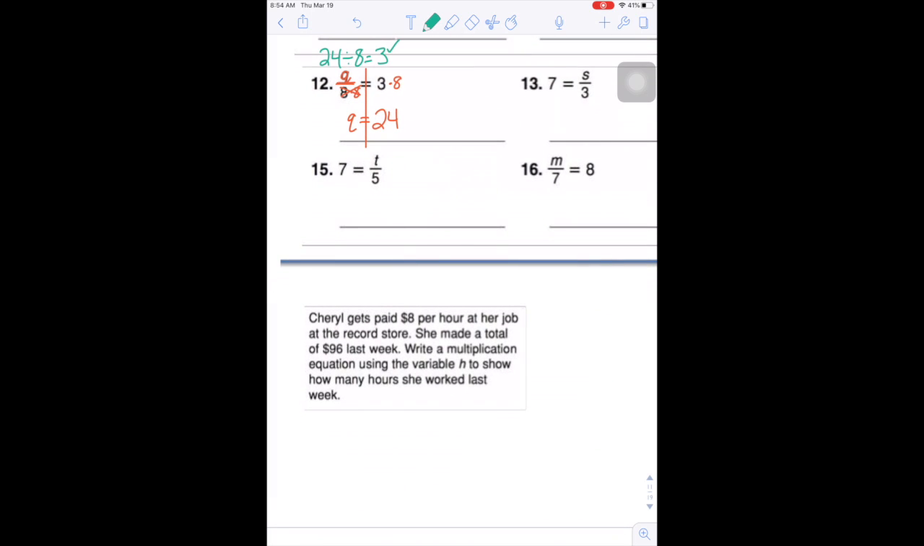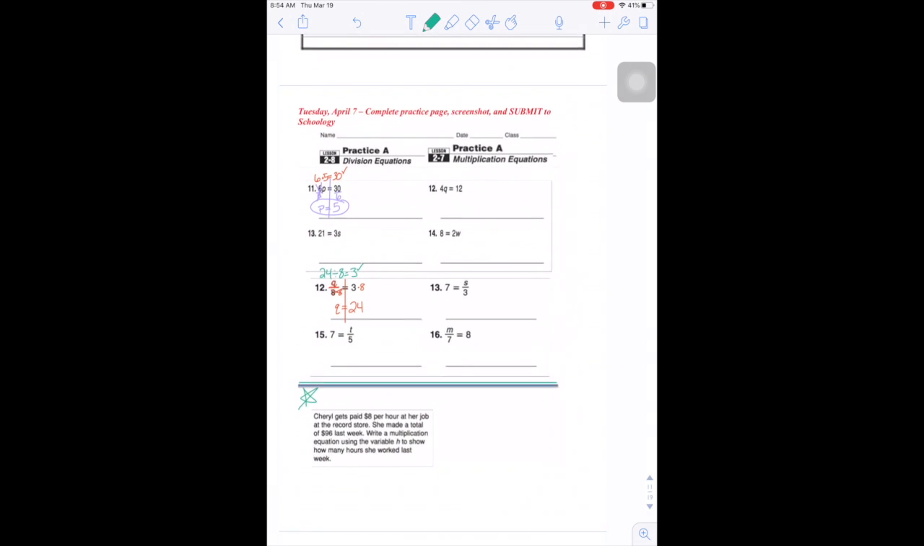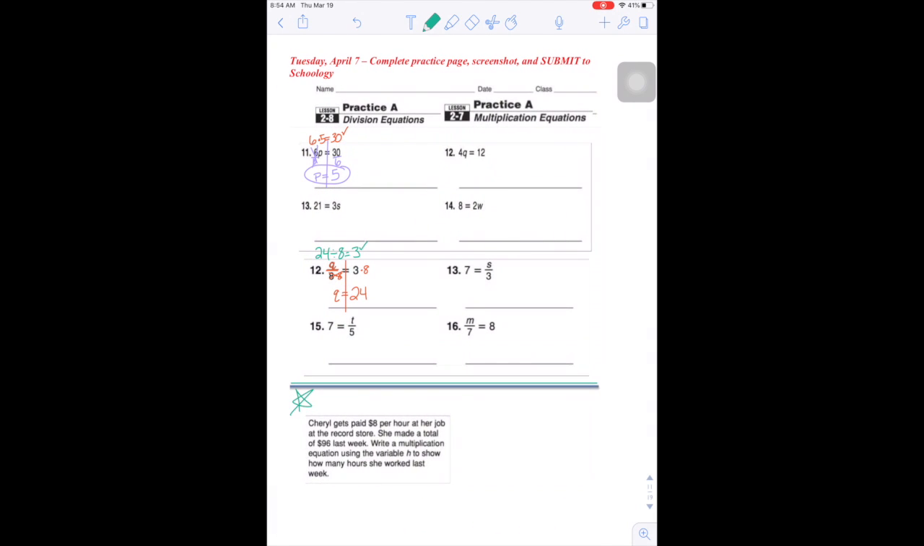This one is going to be a challenge one. I'm going to have you try, do your best. Your grade will be based off of these 8 up above that you submit today. This one's a challenge one at the bottom, but I encourage you to try it. I know sometimes it's harder when it's a word problem.